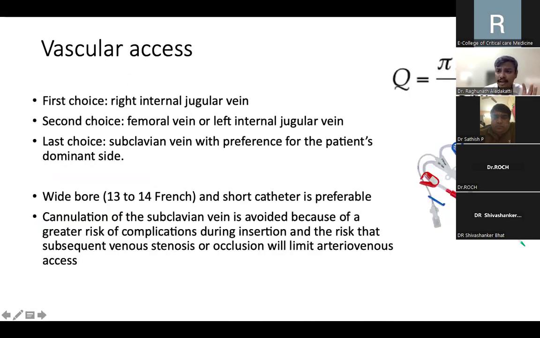Coming to the vascular access, before initiating any dialysis, you think of vascular access. The most commonly used, as I told, is the intrajugular vein. The second choice will be the femoral vein. Usually we avoid the femoral vein because there is more risk of infection, and you want to keep the catheter for a longer period. So the intrajugular vein is more comfortable.